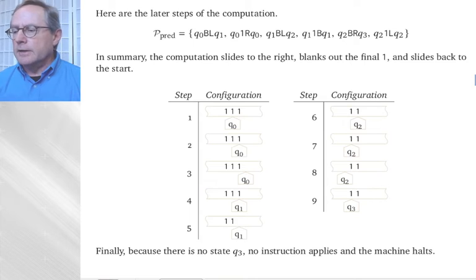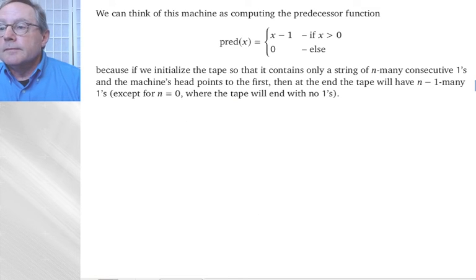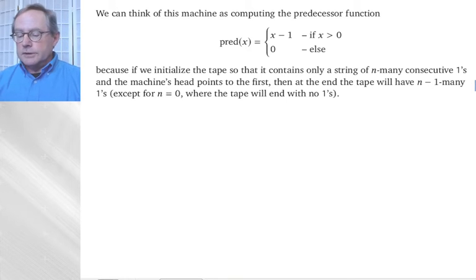And then finally you get to the bottom, and there's no state Q3, so no instruction applies, and the machine halts. So we can think of this machine as computing the predecessor function. The predecessor function takes its input x and outputs x minus 1 if x is bigger than 0, and outputs 0 if x is 0. So you would have to go back and check with the machine on the previous slide.